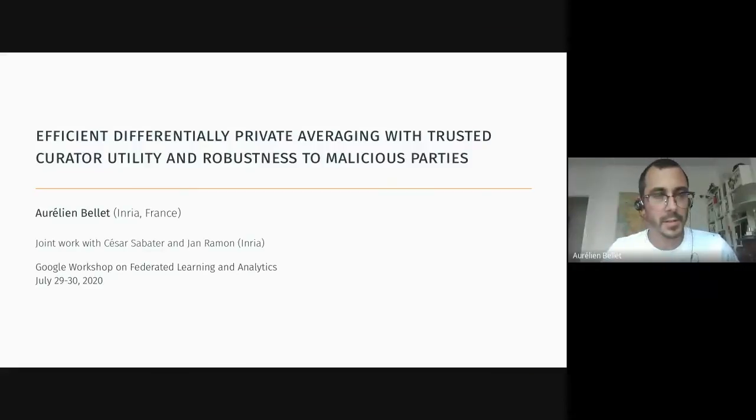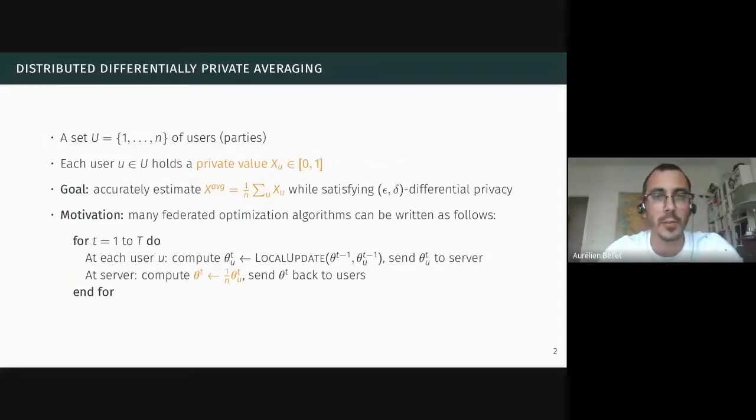So I'll try to give a quick overview of our work on distributed differentially private averaging. The setup is the following. We have a set of n users or parties. Each user holds a private value, xu, which here we assume is a real value between 0 and 1. The goal is to accurately estimate the average of these values while guaranteeing epsilon-delta differential privacy. The motivation is that it is a key building block in many federated optimization algorithms, where at each round, users make local updates, and then these updates are aggregated together.